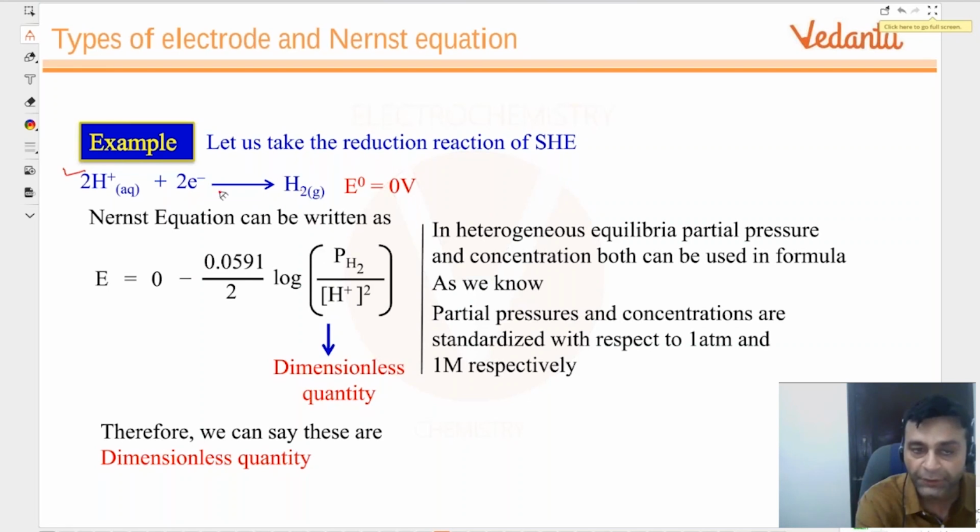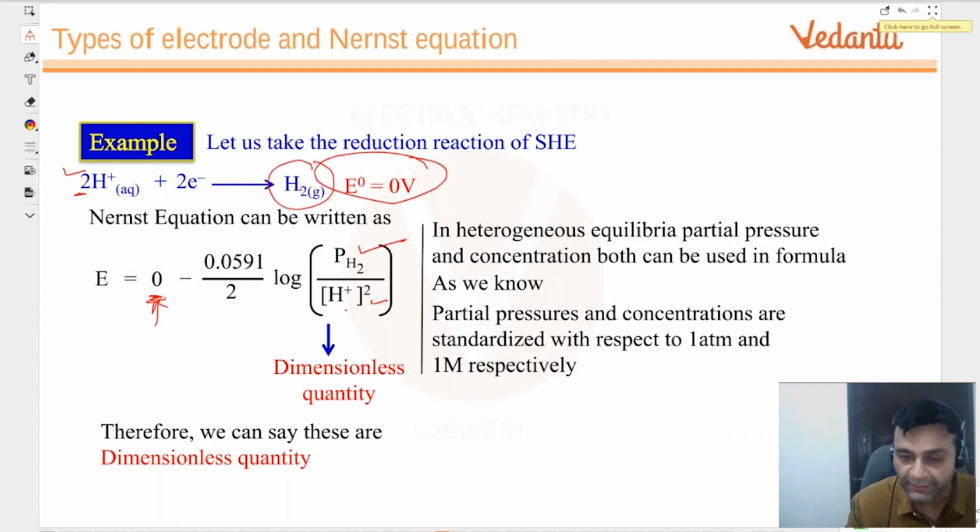So it's product upon reactant. Product here is a gas, so I can measure its pressure here, upon H positive ion to the power of this coefficient. Getting me now? So this is the E naught cell value for the hydrogen, that is equal to 0. How does it come out to be 0? Anirudh, you should know that the standard reduction potential of hydrogen is deliberately taken as 0. Yeah, you know it.